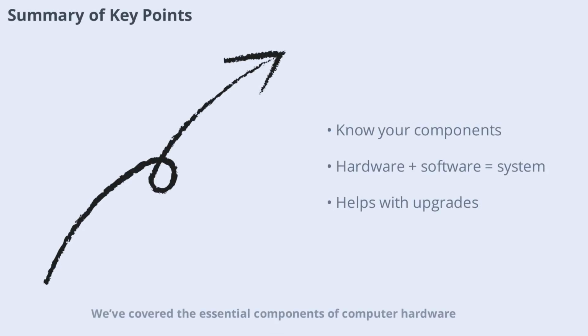We've covered the essential components of computer hardware, from the motherboard and CPU to input and output devices. Understanding these basics helps you use, maintain, and upgrade your computer more effectively. Remember, hardware and software work together to create a complete system. In our final scene, we'll offer some tips for beginners.